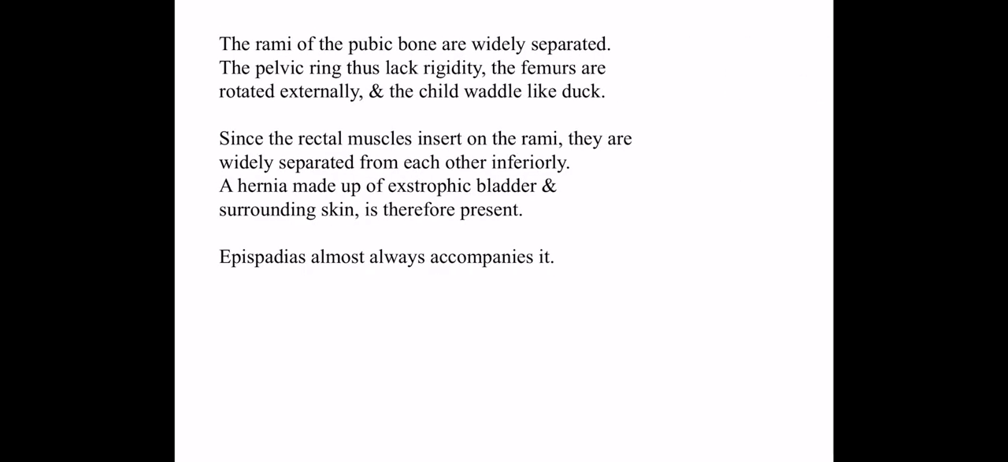The lower central abdomen is occupied by the inner surface of the posterior wall of the urinary bladder, its mucosal edge fused with the skin, and the urine spurts onto the abdominal wall from the ureteric orifices. The rami of the pubic bone are widely separated. The pelvic ring thus lacks its rigidity, and both femurs are externally rotated.